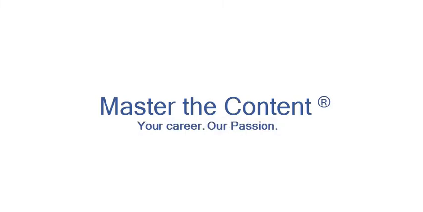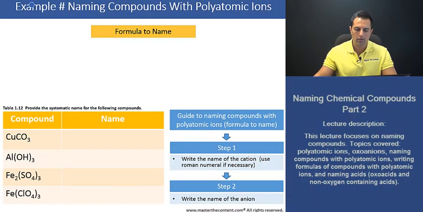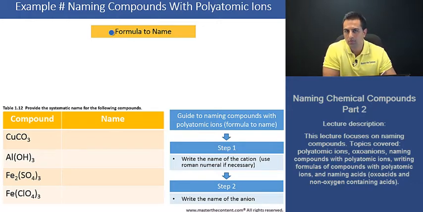Your career, our passion. Now we'll take a look at naming compounds with polyatomic ions. Naming, we're going to be going from formula to name. Now, naming compounds with polyatomic ions is fairly simple. You name the cation, then you name the anion, but be sure that the ions combine in a ratio to give a neutral formula overall.